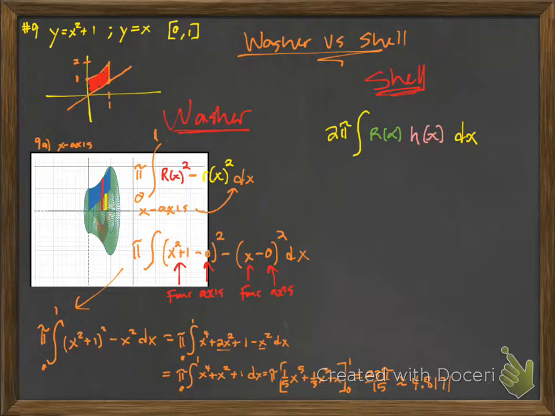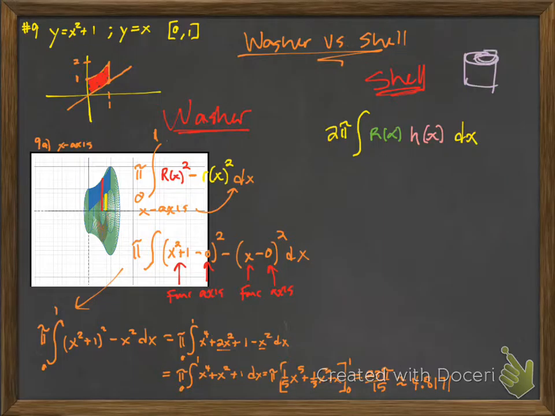So the shell method is always 2 pi times the radius times the height of these cylindrical shells. And shells are actually like rolls of toilet paper in a conical region. So if you can think of it, if it's standing upright, it's kind of a cone, and it's hollowed out.